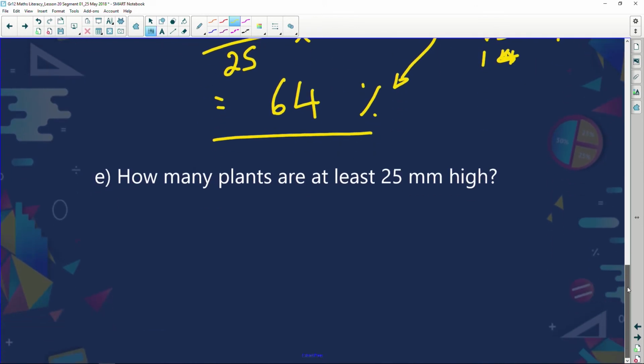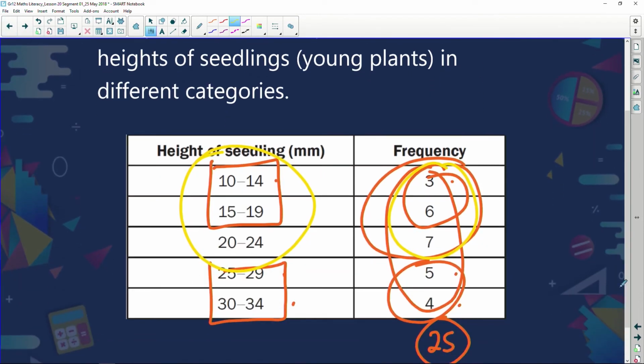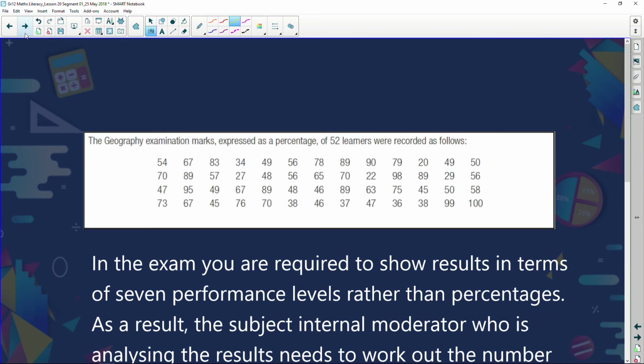Right. Next one. How many plants are at least 25 millimeters high? At least 25 millimeters high. We've already answered that. There are 9 of them. Okay, we've got to move along because our time's going quite quickly. Let's have a look here.